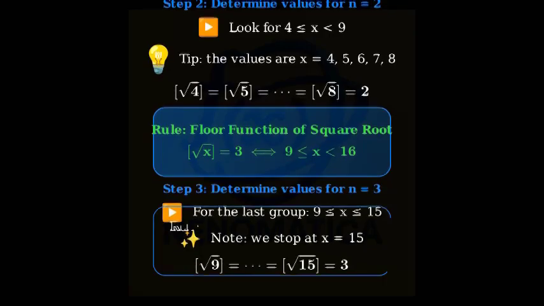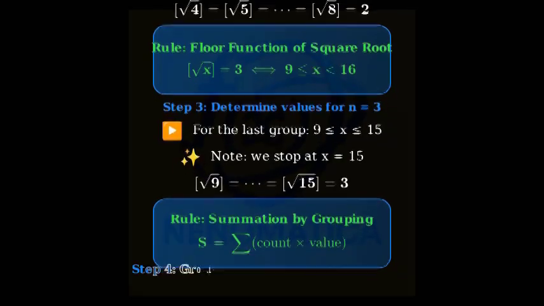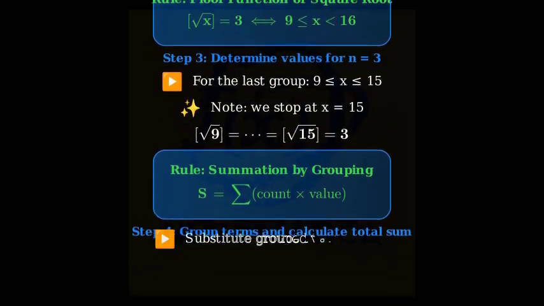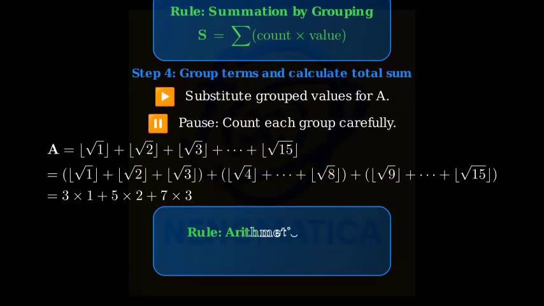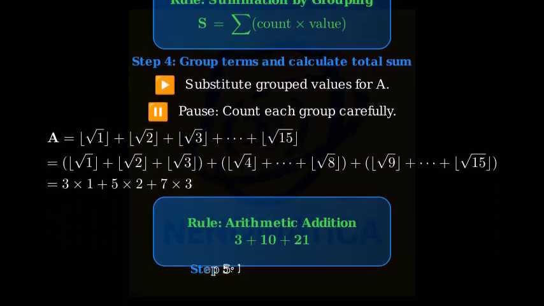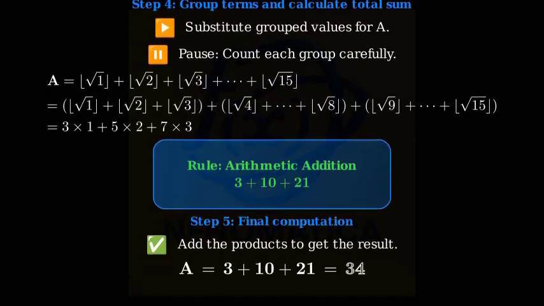Now we use grouping to turn the sum into counts times values. Group terms by constant values: 3 1s, 5 2s, and 7 3s. Finally, add the products together. 3 plus 10 plus 21 equals 34. That is our final result. Here is a quick sum result.